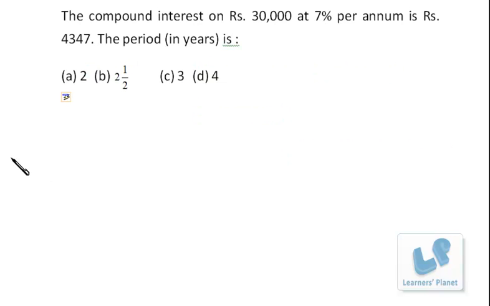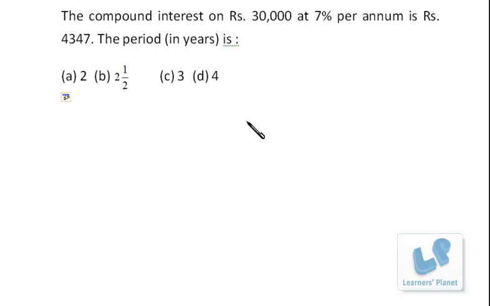Now let's try the sum. The compound interest on rupees 30,000 at 7% per annum is rupees 4347. We have to find out the duration. Now, how can we solve this problem? Let's try to solve it without the use of paper and pen. We have already discussed that compound interest is always more than simple interest. So we just calculate it roughly, or we just get a rough idea of the tenure.